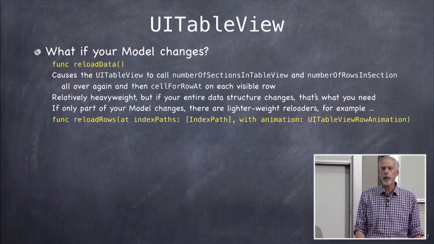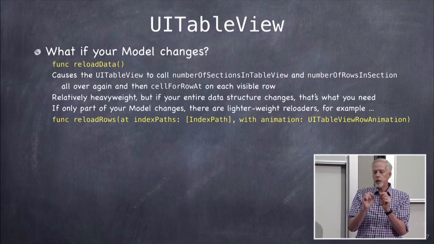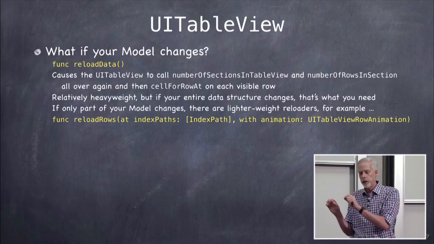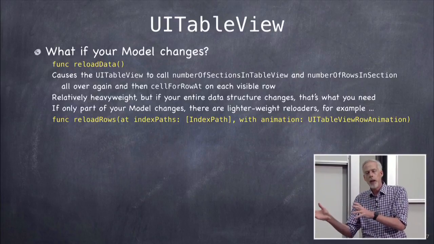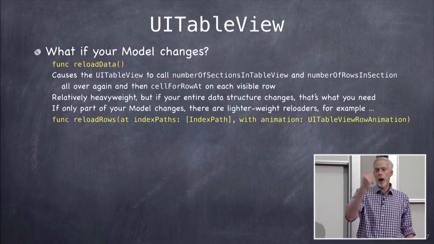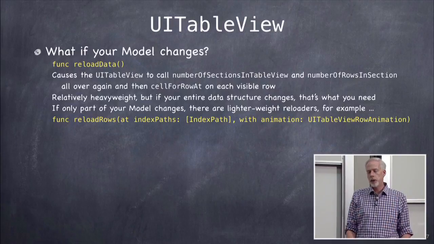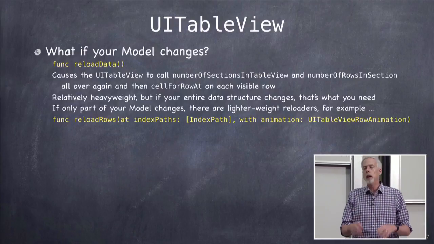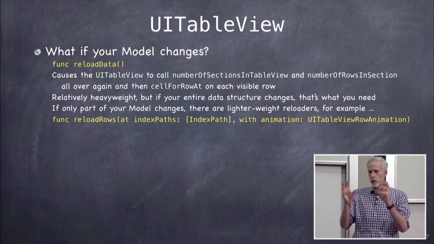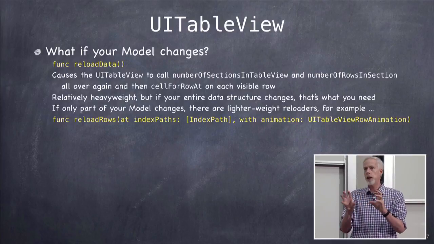It's kind of a hammer because if you know that you only changed one section, okay, then you can call something like reload rows at index paths, and the index paths would tell the sections and rows, with some animation. And the animations can be like fade in or slide from the bottom or things like that. So there are lighter weight ones you can call, and I'm actually going to show you in the demo. We're going to call one where we're just going to tell the table view that we inserted a section, and it's going to immediately just ask me the data source message about that section and nothing else. Okay?